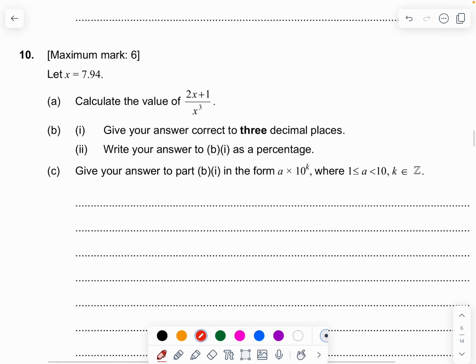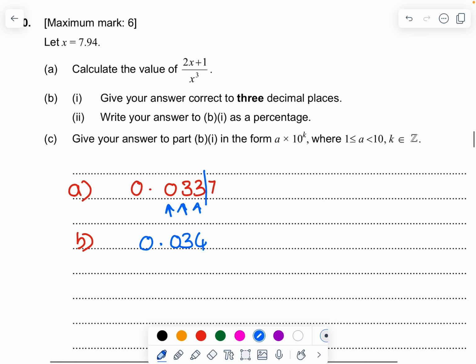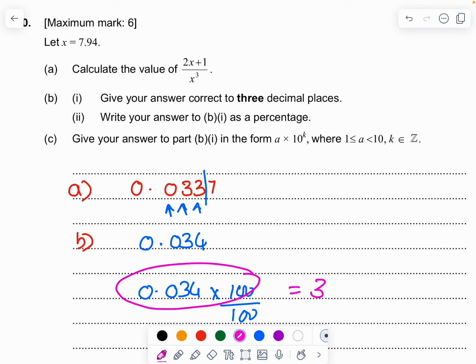Next, question number 10. Calculate the value of 2x plus 1 upon x cubed. When you do it, 0.0337, use the calculator. Part B, give your answer in three decimal places. One decimal place, two decimal places, three decimal places, draw a line. So it becomes 0.034. Then write your answer as a percentage. For percentage, what am I supposed to do? Multiply by 100, divide by 100. So multiply by 100 will become percentage. So it becomes 3.4%.